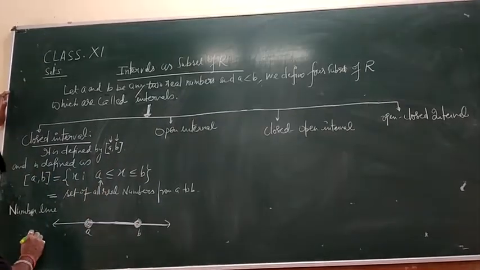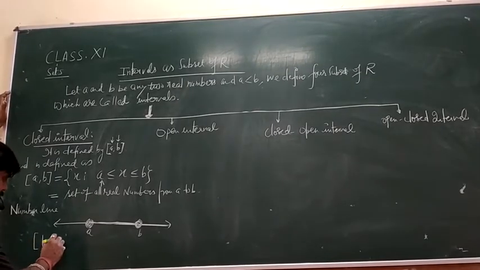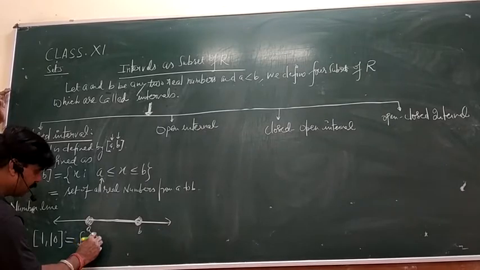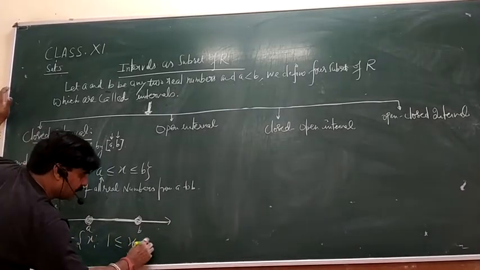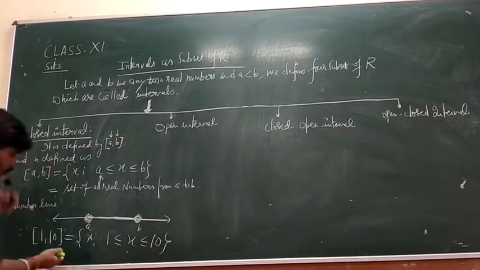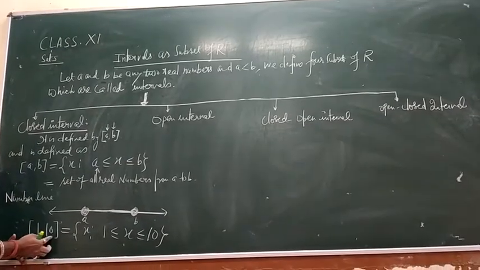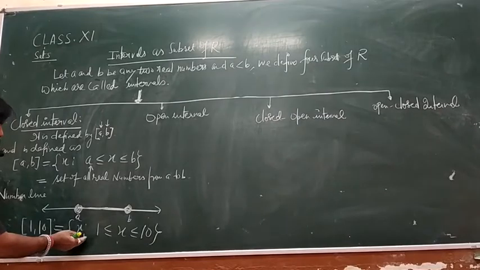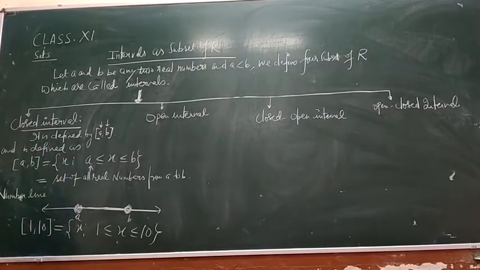For example, there is a closed interval 1 to 10. You can say x such that 1 is less than or equal to x is less than or equal to 10. Both the numbers are included here. So infinite elements will be there, including both endpoints. So in a closed interval, both are included.